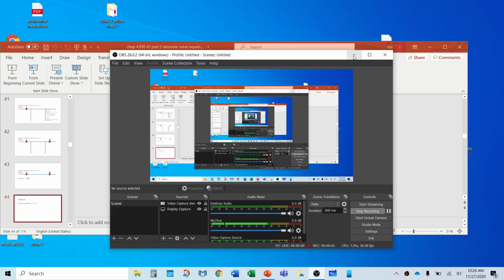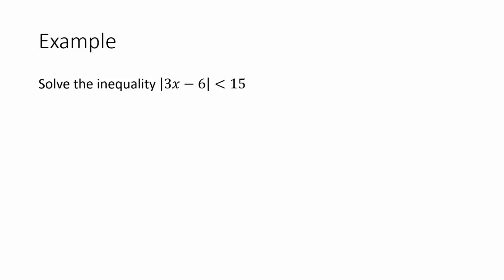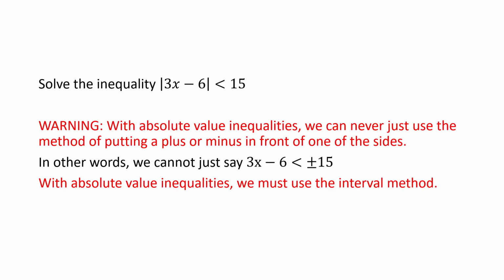In this video, we're going to talk about how to solve absolute value inequalities. So suppose we want to solve the inequality absolute value of 3x minus 6 is less than 15. Well, one thing we can never do with an inequality question is simply remove those absolute value brackets and just say 3x minus 6 is less than plus or minus 15. We have to use the interval method.